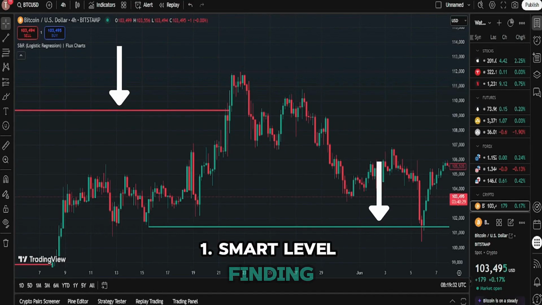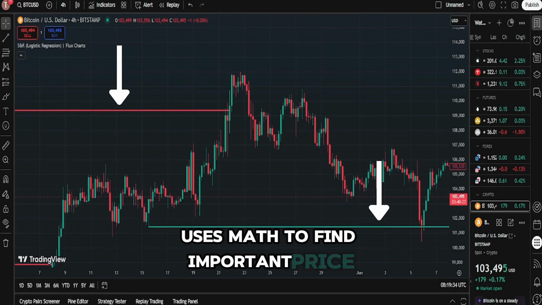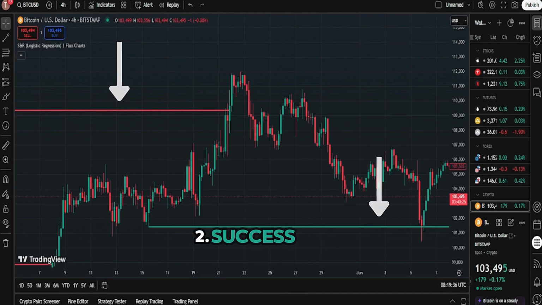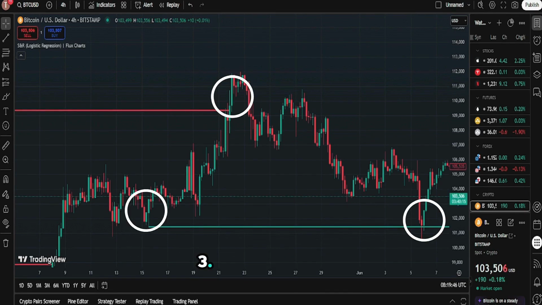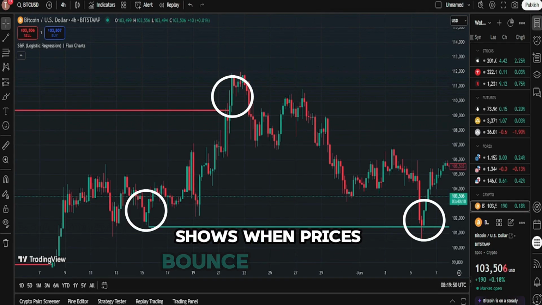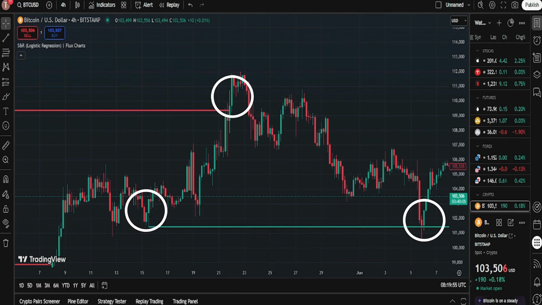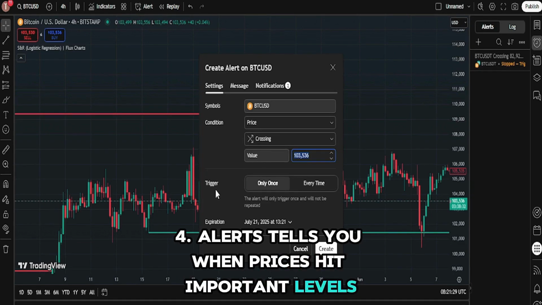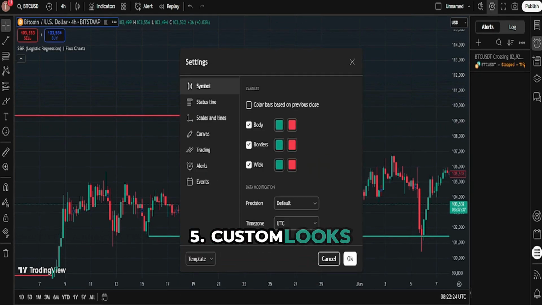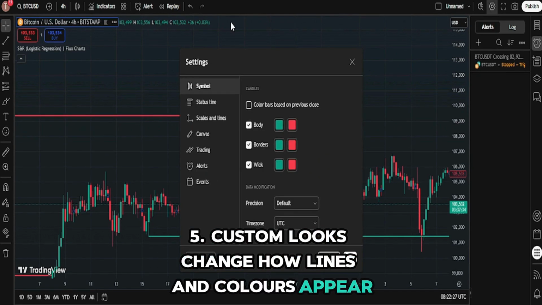Main features: 1. Smart level finding, uses math to find important price points. 2. Success rate, shows how likely a level will work. 3. Clear labels, shows when prices bounce off or break through levels. 4. Alerts, tells you when prices hit important levels. 5. Custom looks, change how lines and colors appear.